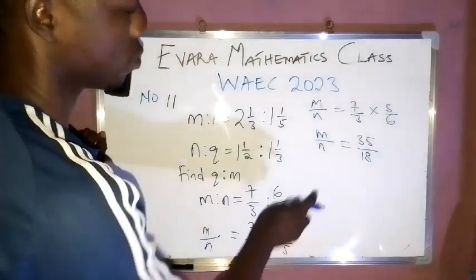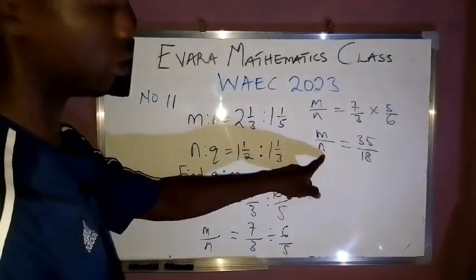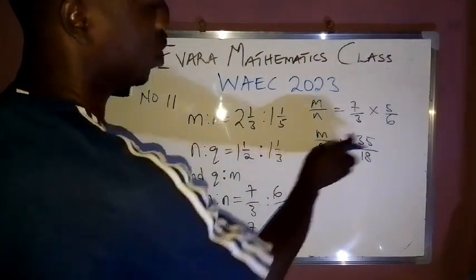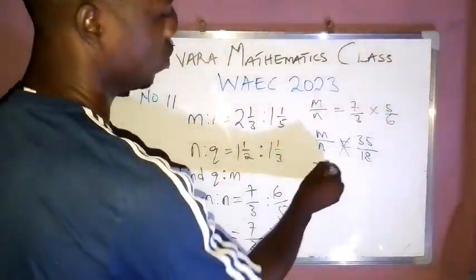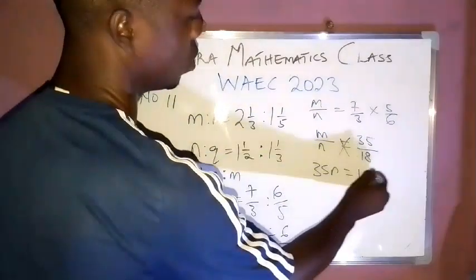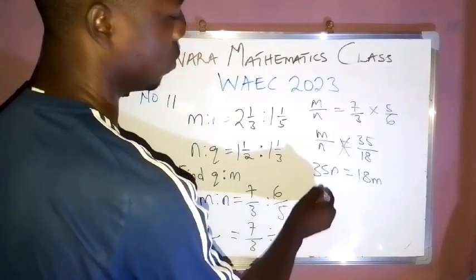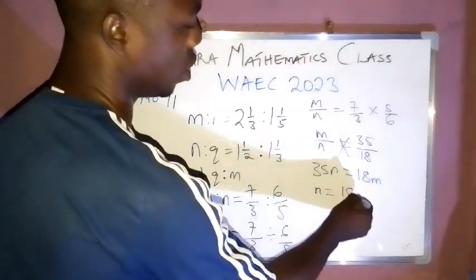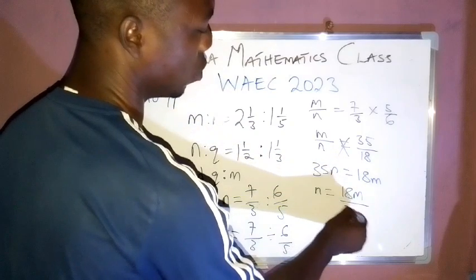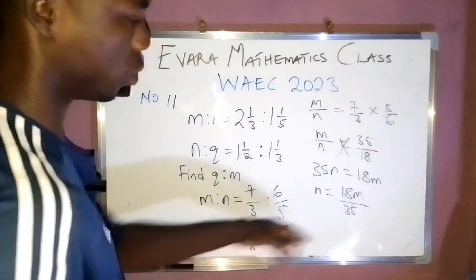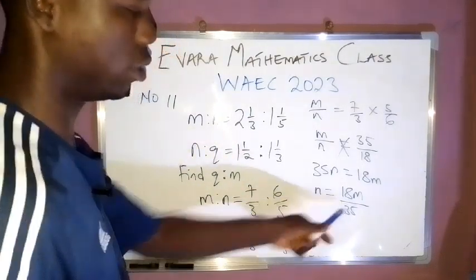So now, remember, we are to make this N the subject of formula. So you will cross multiply. N times 35, that's 35N. M times 18, that's 18M. So our N, if you divide both sides by 35, N will now be 18M over 35. So that is what our N is going to be.